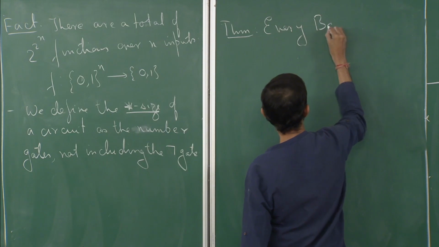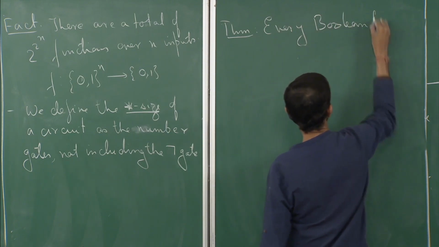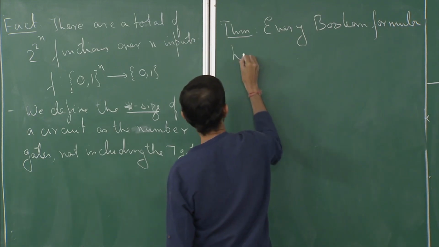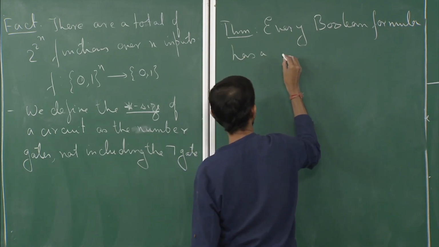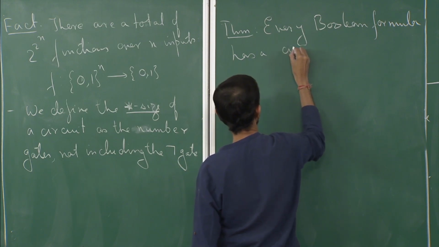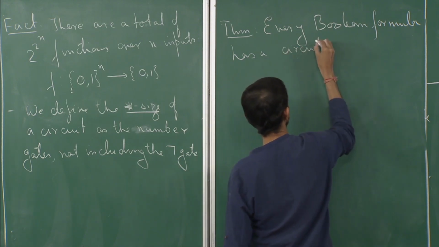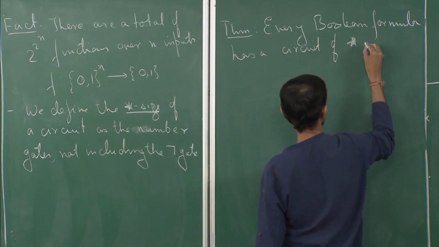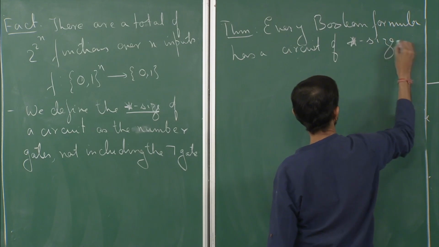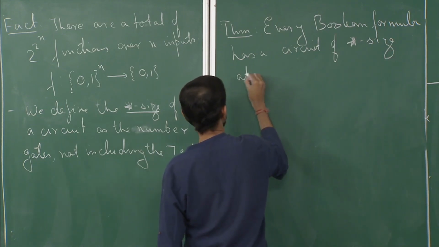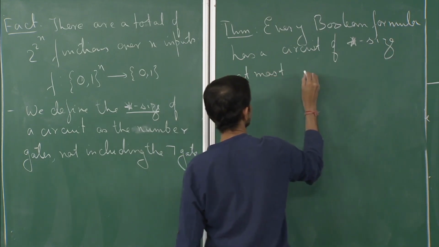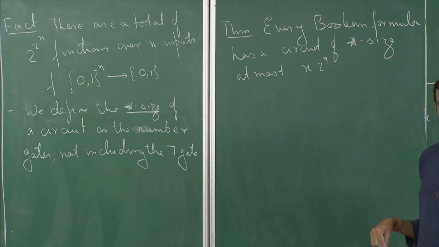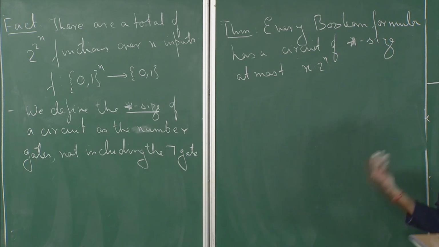Every Boolean formula has a circuit of star size at most n into 2 to the power n. Okay. So any Boolean formula.